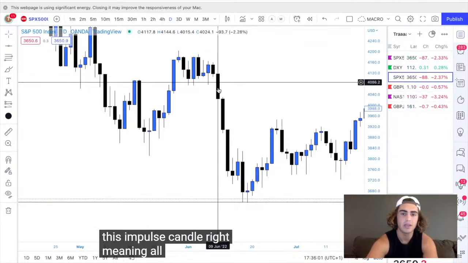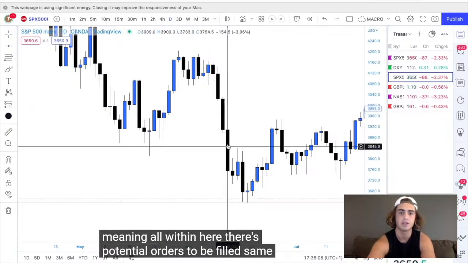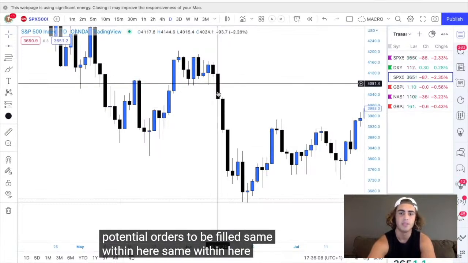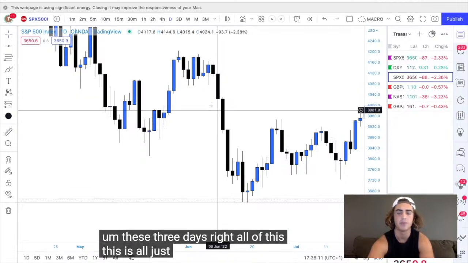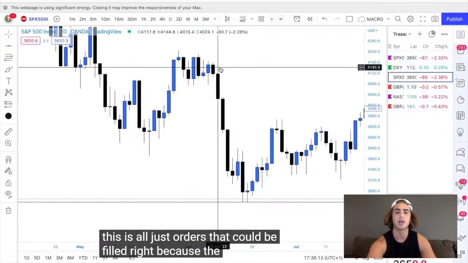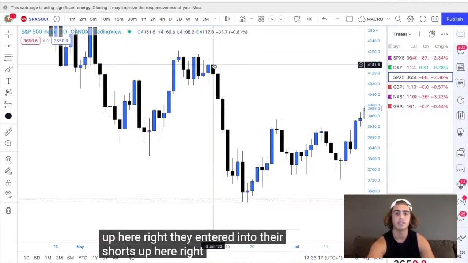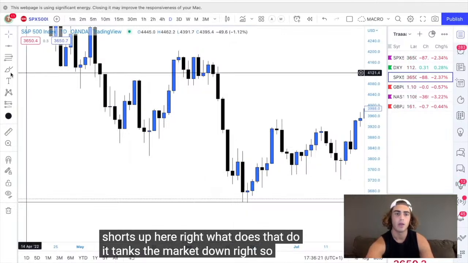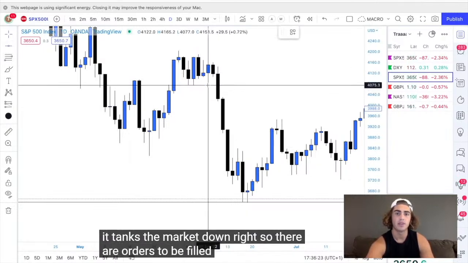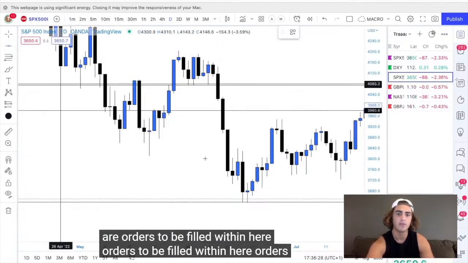Meaning all within here, there are potential orders to be filled. Same within here, same within here. These 3 days, all of this is just orders that could be filled, right? Because the banks entered up here. They entered into their shorts up here. What does that do? It tanks the market down, right? So there are orders to be filled within here, orders to be filled within here, orders to be filled within here.